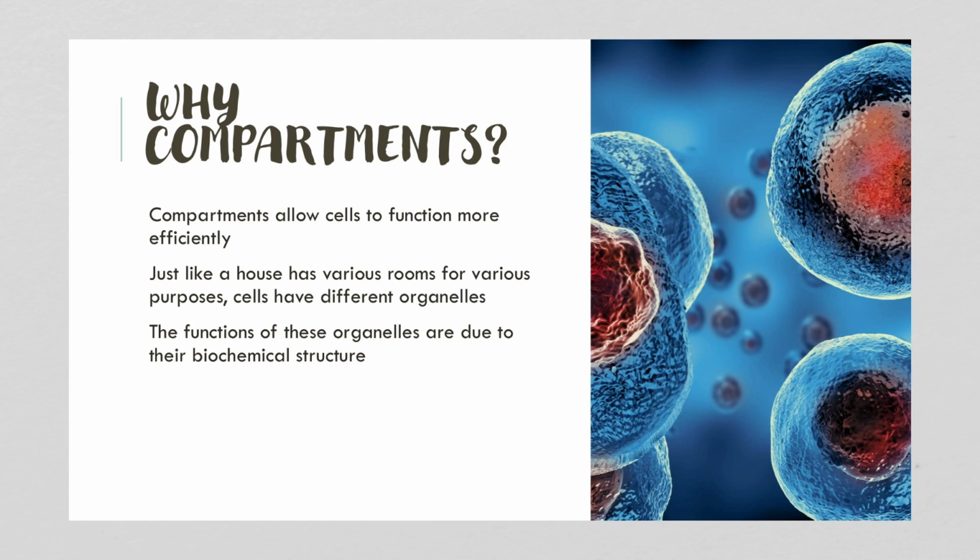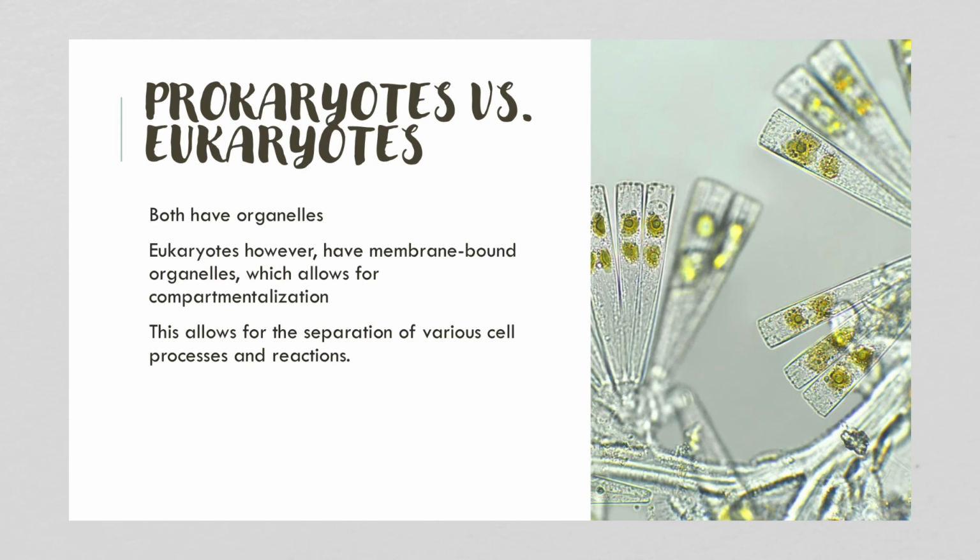Just like a house has different rooms for different purposes, cells have different organelles that do specific jobs. And the functions of these organelles are due to their biochemical structure. If you remember from your grade 11 biology course, you took some time talking about prokaryotic cells and eukaryotic cells. Both of these cells have organelles, but eukaryotic cells have membrane-bound organelles, which allows for this compartmentalization we've been talking about. So that helps you separate different cell processes and cell reactions. And when we learn our metabolic processes unit, we'll see where this compartmentalization is extremely important.